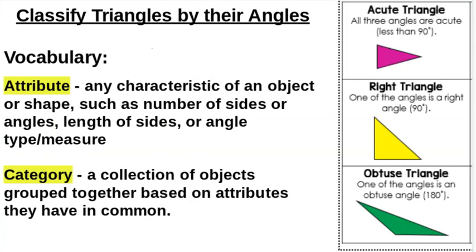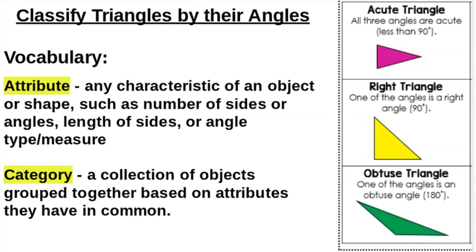So just a review, an attribute is a new vocabulary word probably for you. So you want to make sure that you're familiar with its meaning and start to use it when you are speaking about geometry. An attribute is a term used when we're talking about any characteristic of an object or shape. And we can be talking about the number of sides or the number of angles. We can also talk about the length of sides or the type of angles or the angle measure.